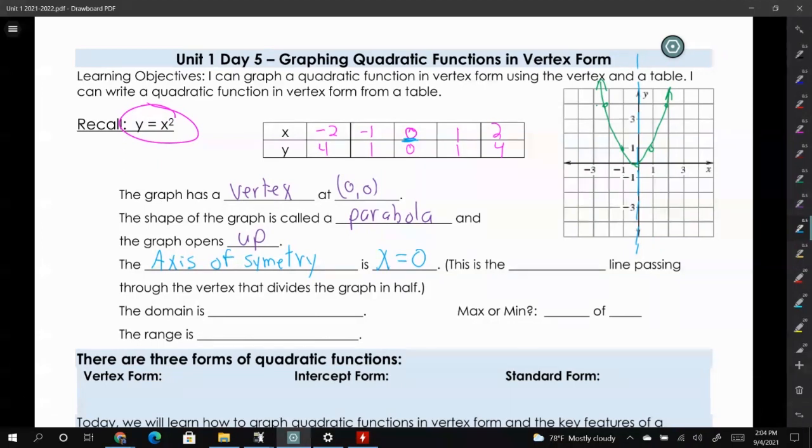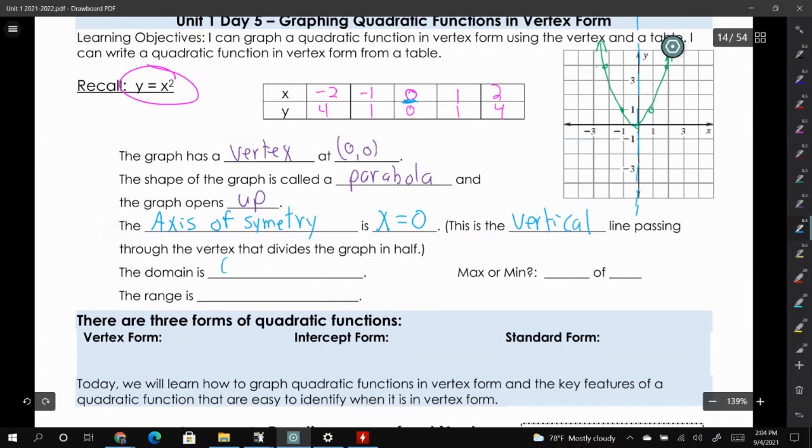So this is the vertical line that goes through the vertex and divides it in half. The domain is always negative infinity to infinity, and the range, since we are opened upwards, is 0 to infinity, and this has a minimum value, a minimum at y equals 0. So that's just kind of a recap of what we wrote down the other day.